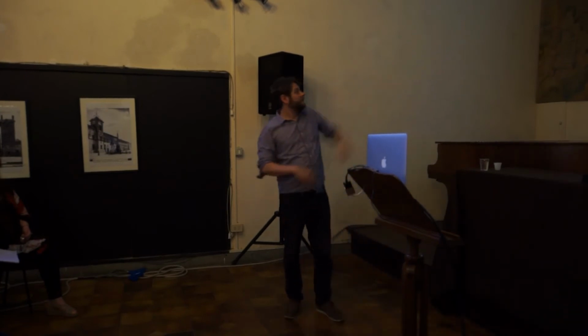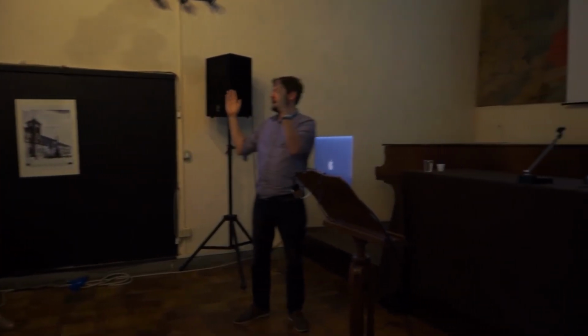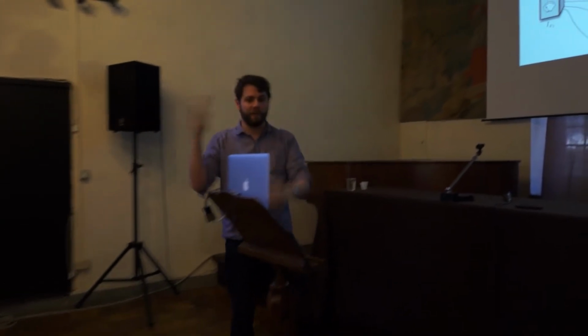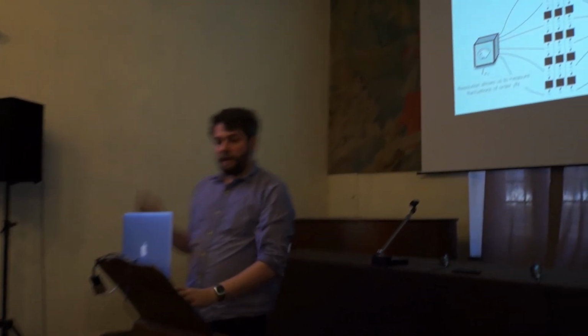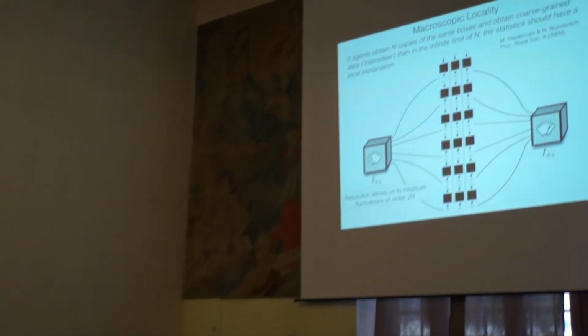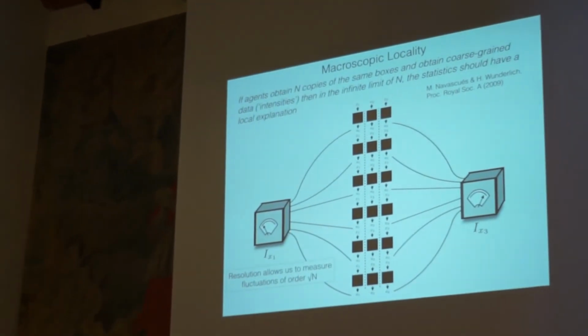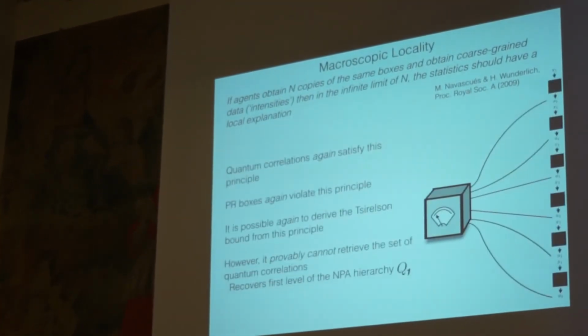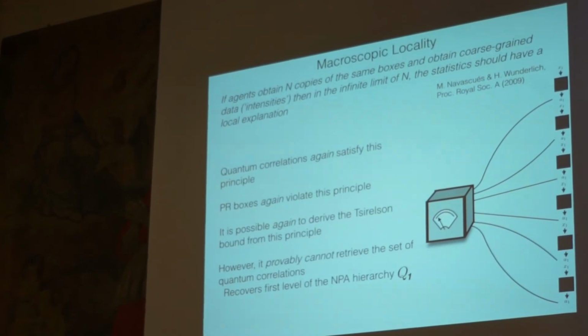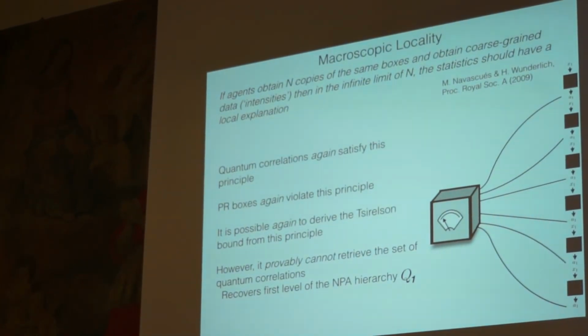So here I take many copies of these boxes, and I take the data out, and then in my measurement devices, I just basically get rid of some of the information about what events occurred. I just have some resolution on my detectors that can only measure fluctuations about a mean of about square root of n. So once I coarse grain the measurement outcomes, I then look at the infinite limit. I say there's a local explanation.